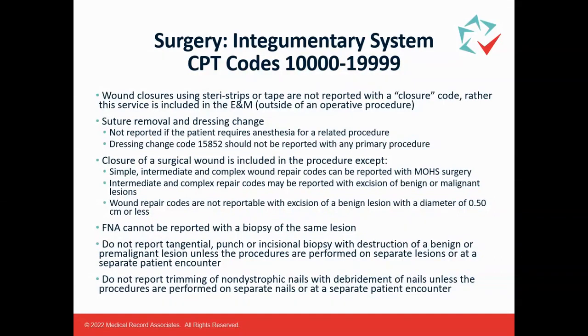Suture removal and dressing are not reported if the patient requires anesthesia for a related procedure. So you already have them in a related procedure under anesthesia and you take those sutures out, you can't report that suture removal. Dressing change code 15852 should not be reported with any primary procedure. Closure of a surgical wound is included in the procedure except for these couple of examples that I give here.